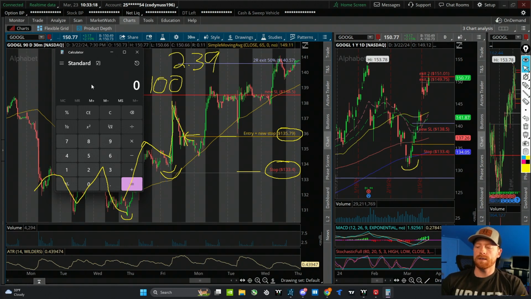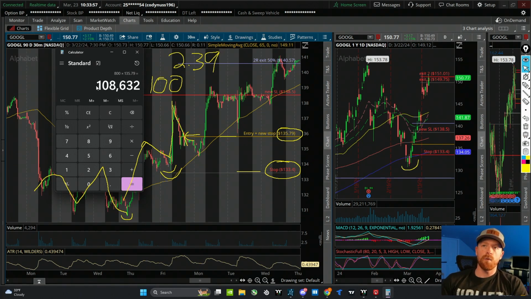Normally my full risk size is about $2,000, so if I wanted to risk $2,000 on this trade, I would have taken that divided by 2.39, and that would have given me about 800 shares to enter with. So if I take 800 shares times 135.79, it would cost $108,000 to get into that position. Now with the market currently at all-time highs and a bit overextended, we also have FOMC coming up. I've been sizing all my positions down and just being a little extra cautious lately.